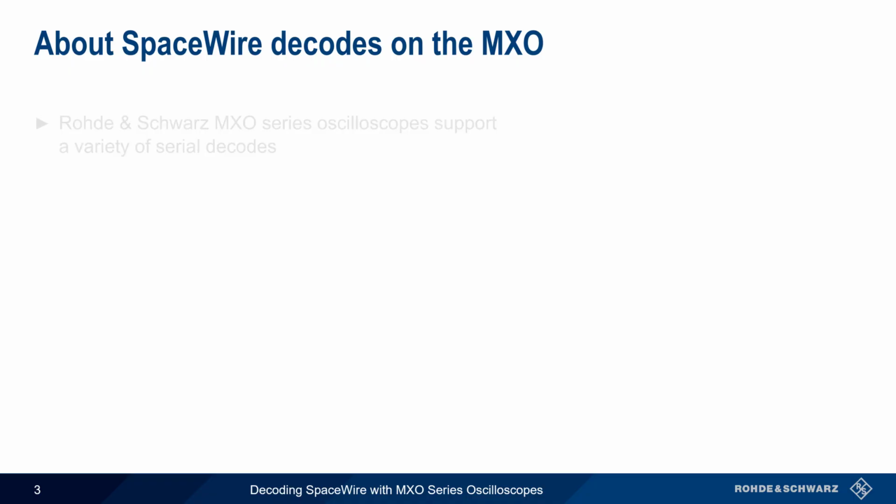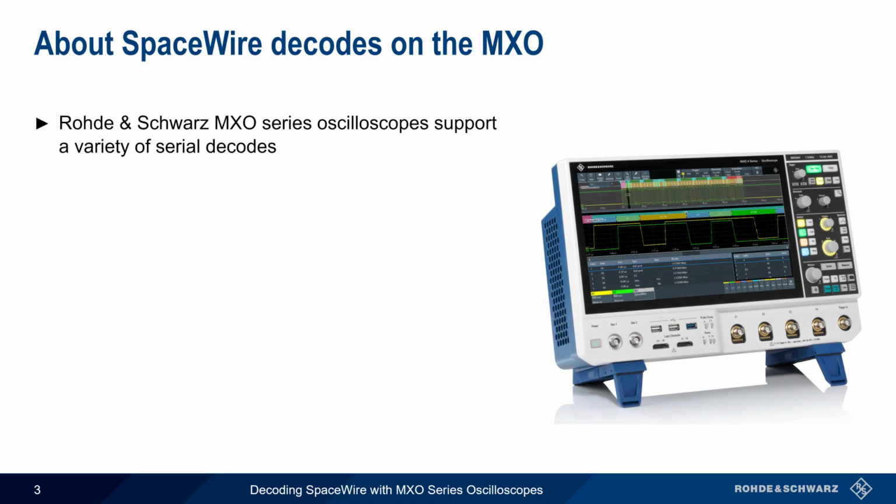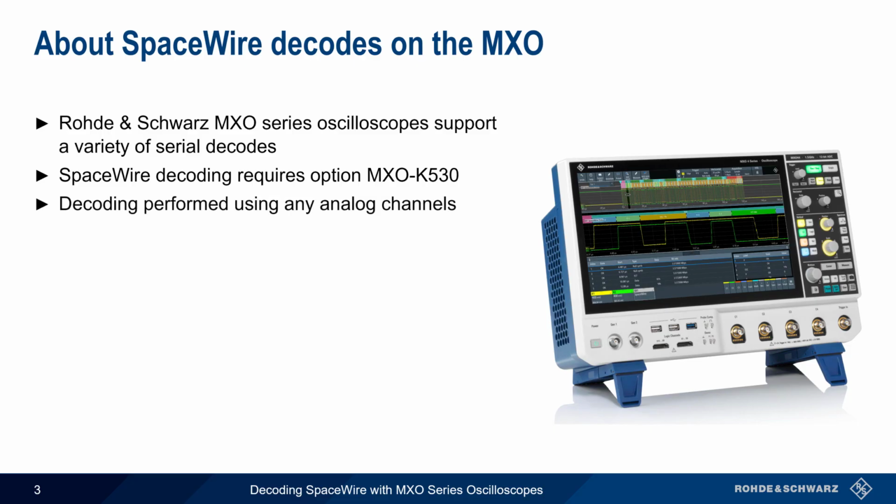Rohde & Schwarz MXO Series Oscilloscopes support a wide variety of serial decodes, and SpaceWire decodes are enabled by the software license K530. Decoding can be performed using any of the analog channels, with one channel used for the data signal and one channel used for the strobe signal.